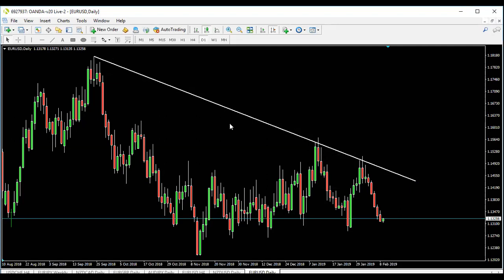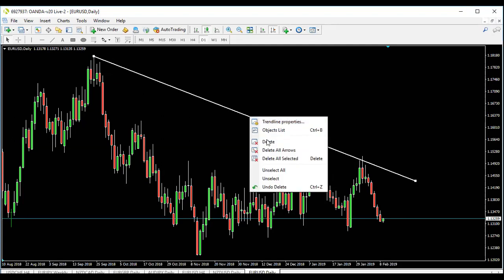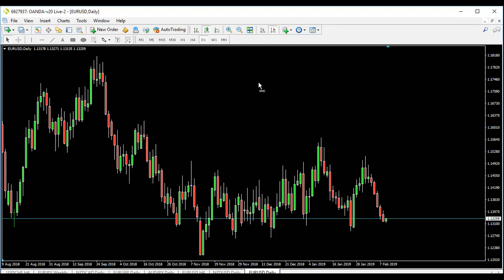You need 2. 1, 2. You see how much of a difference just one slight movement can make. So this is not a valid trend line. It does identify a valid trend, but this is your valid trend line. Okay, so we'll go ahead and get rid of that one. That was a downtrend, and let's find an uptrend.